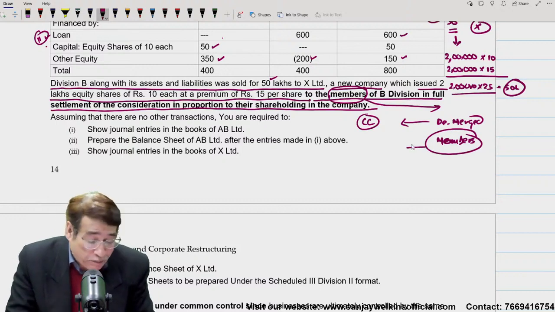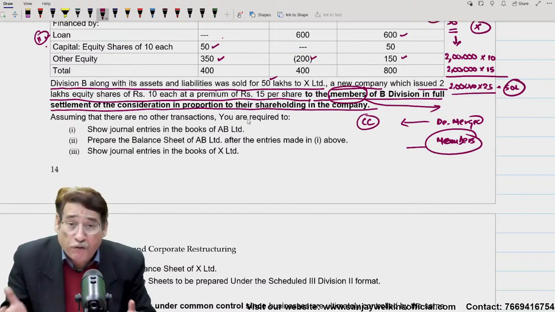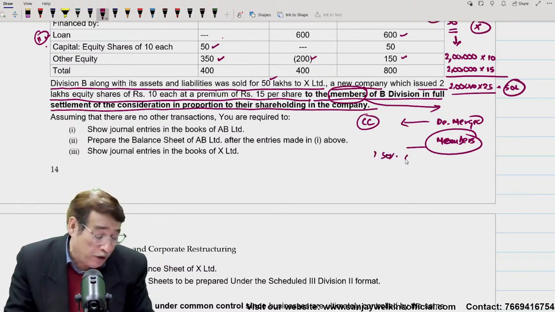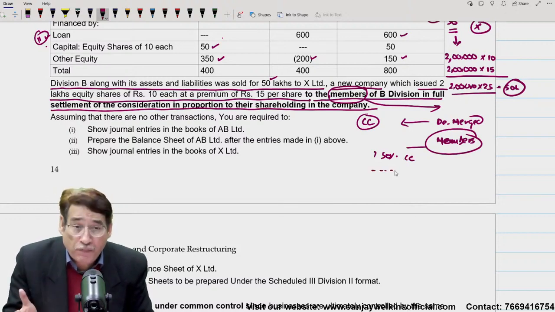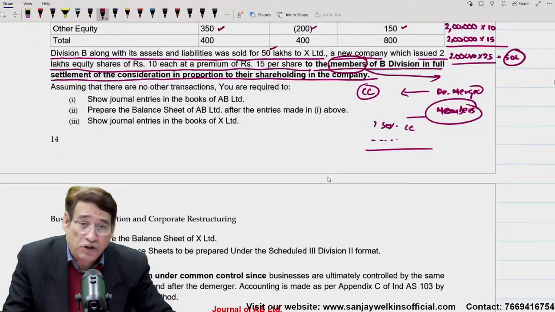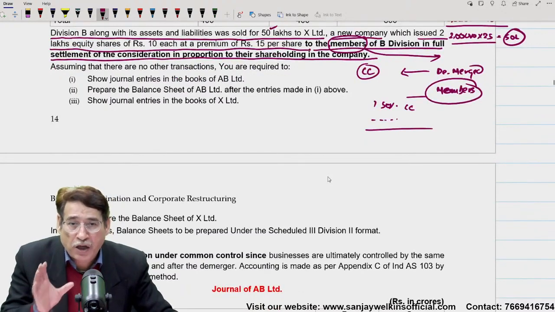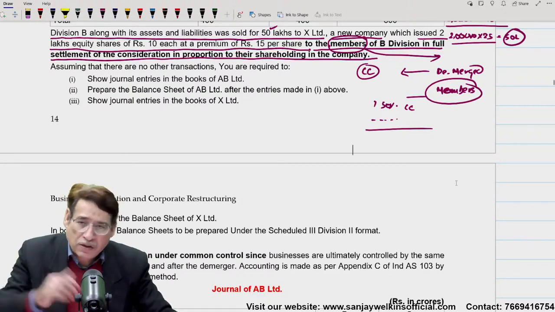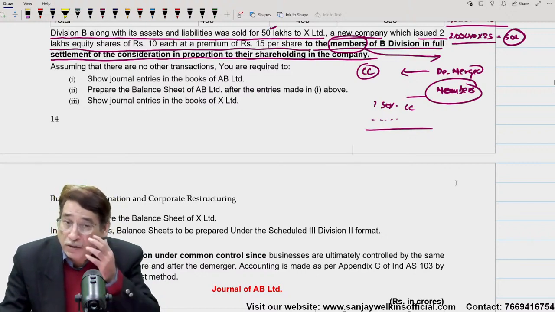Now, if it is a case of members, I have to see whether any further information is given in the question. In this question, it is not given that one of the shareholders is having more than 50% share. If it had been given, I still would have treated it as a case of common control. Neither is it given that none of the members is having 50%. So the question is silent. And just a moment ago, I told you if the question remains silent, it is always better to treat it as a case of common control on the assumption that the demerged entity is still having the control of the new entity. Is it clear to you or not?